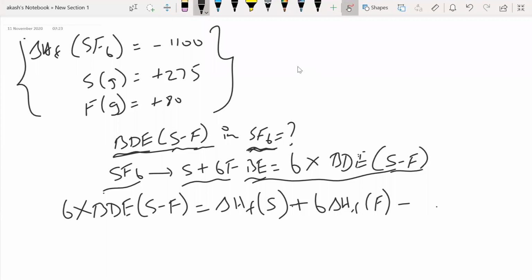Right, so I have minus delta HF of, oh god, there's some problem here again. Maybe let me try to write it down, maybe it will come. Okay, minus delta HF of SF6. That's it. So you have to plug in the values. This is what you need to find, isn't it? Bond dissociation energy of SF is what is asked. So you know this value, this value, this value, do whatever it is and divide it by 6. That is going to be your answer. Okay, so if you want the final answer, I can give you the final answer. One second.